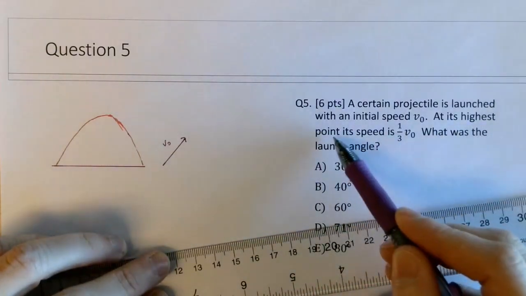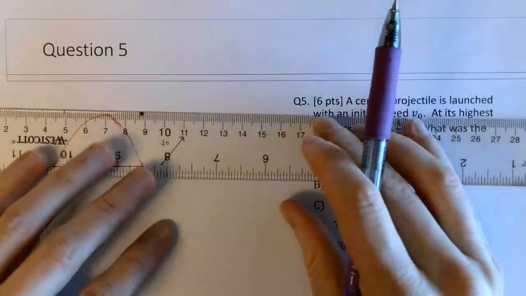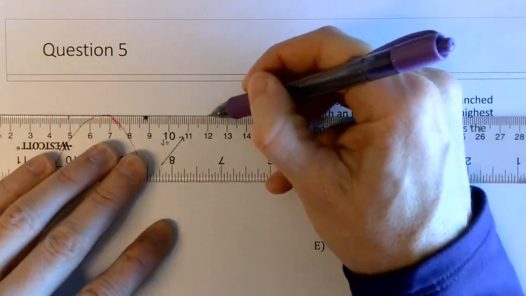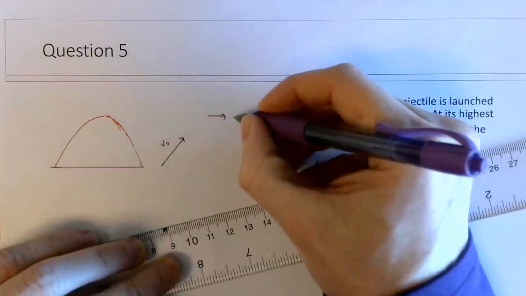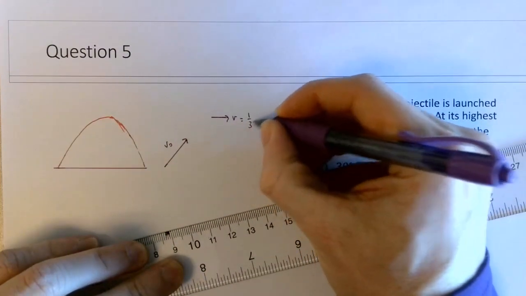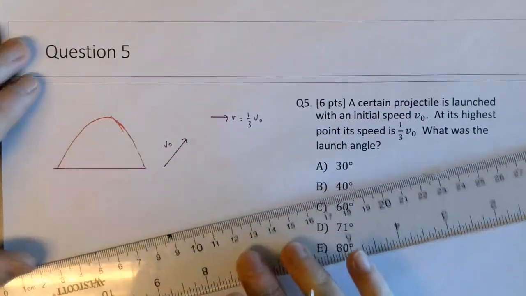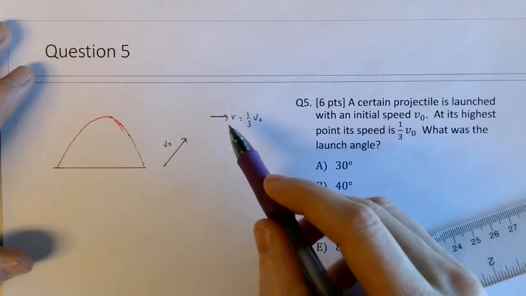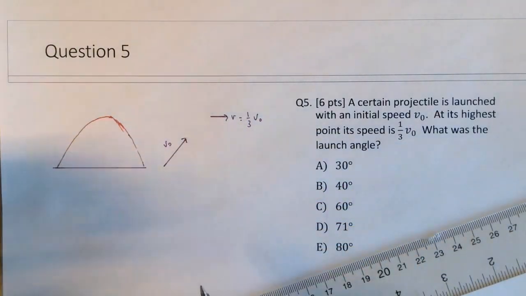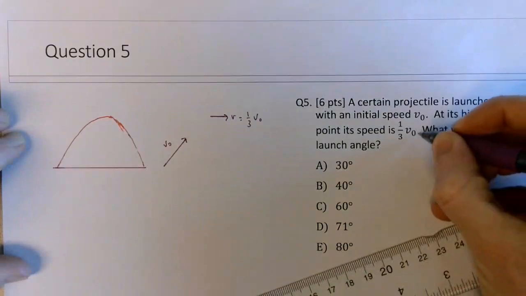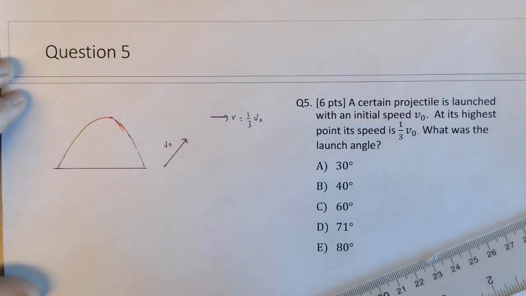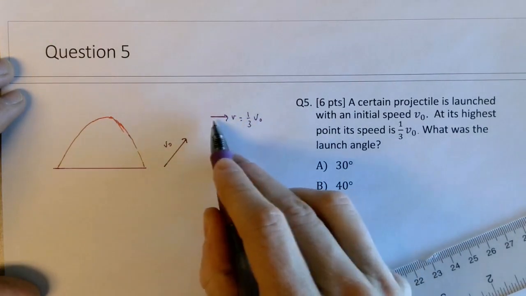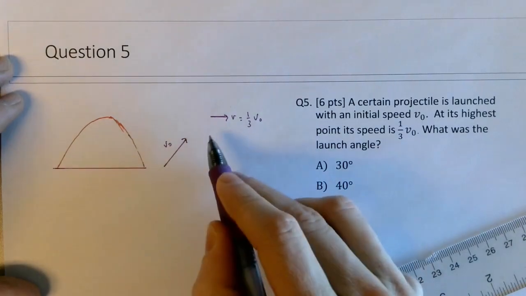So at the highest point, the y velocity is 0. So I know at the highest point it's just an x velocity. So the v here is 1/3 of v0. The key thing to answering this question is noting that the x velocity of a projectile does not change if we assume there's no air resistance. If there's no mention of air resistance, I would make the assumption that there is none. So this x velocity is what it has at the beginning and at all times during the flight.